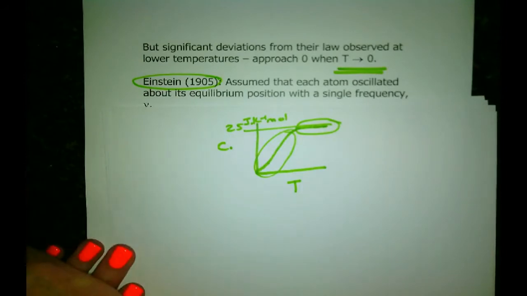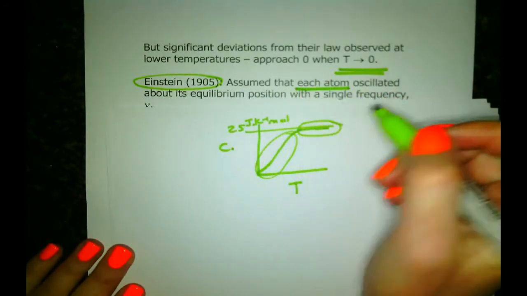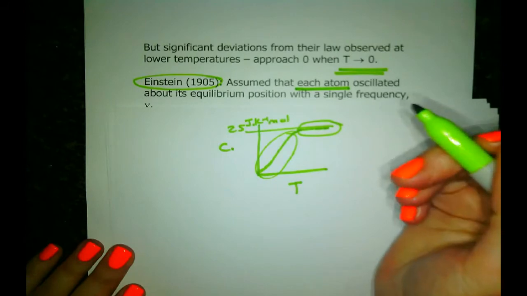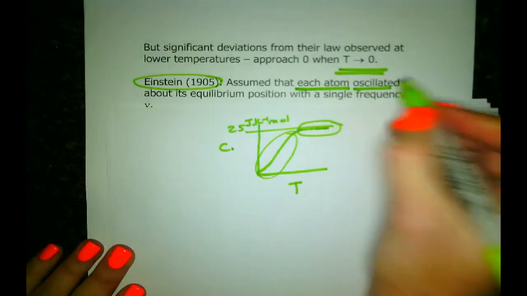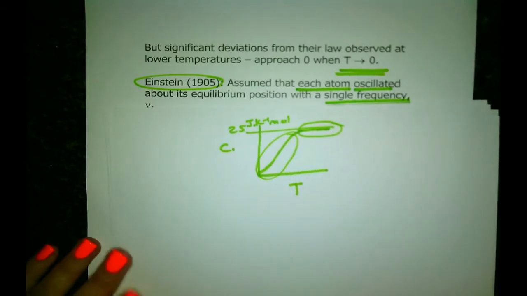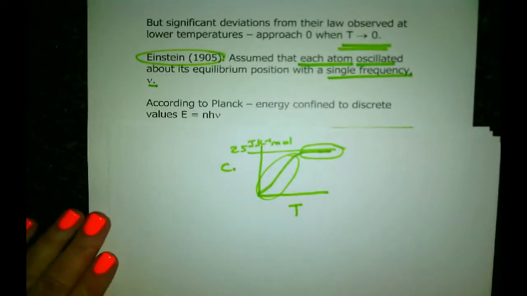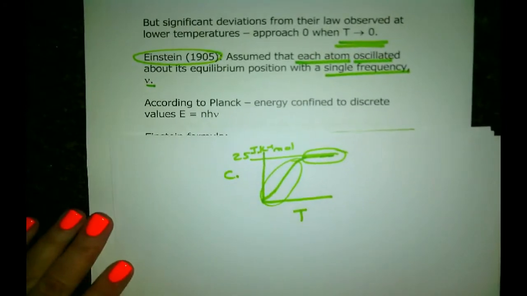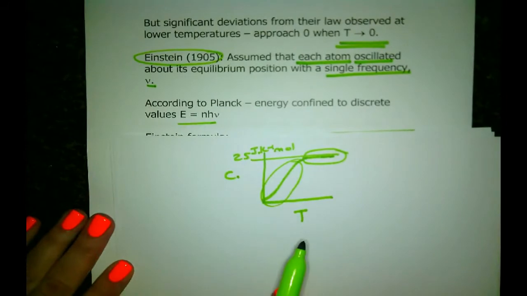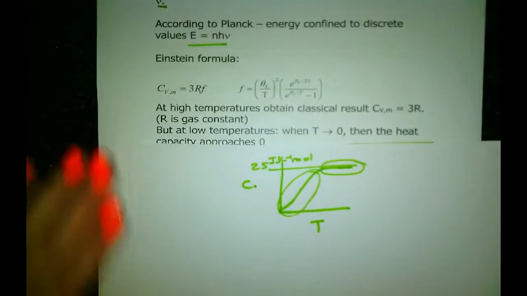Again, he introduced the ideas of oscillators contributing to heat capacity, and he assumed that each atom in your monoatomic solid that contributed to heat capacity oscillated with a single frequency, and that frequency is nu. And he also used the idea of Planck, that the energy of these oscillators is quantized. He came up with a formula for heat capacity.